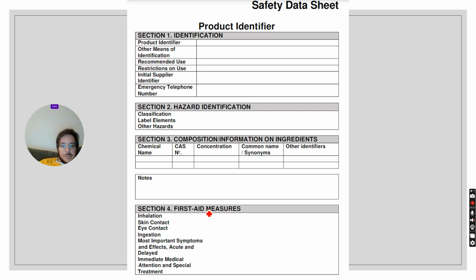And then below that we have section 4, which tells us what to do if there's exposure, so how to provide first aid. So that includes inhalation, skin. What do we do if someone breathes it in, if they get it on their skin, if they get it in their eye, or if they ingest it? And some of these may be nothing, depending on how dangerous it is. And then what are the most important symptoms and effects? So that can be acute effects, which we see right away, or delayed effects. And then we have information for doctors. So what happens when we go see a doctor? What does a doctor do to treat the exposure?